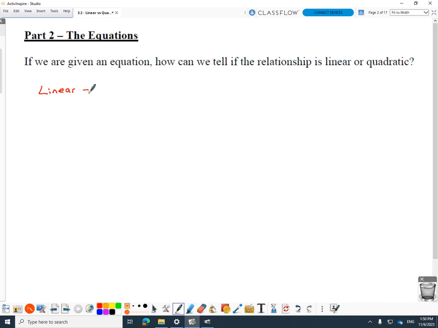So let me just try and put that in here. Linear. Only y equals mx plus b, or rearranged. I think that kind of brings his answer into it. If you could find the slope of it, then it would be linear.